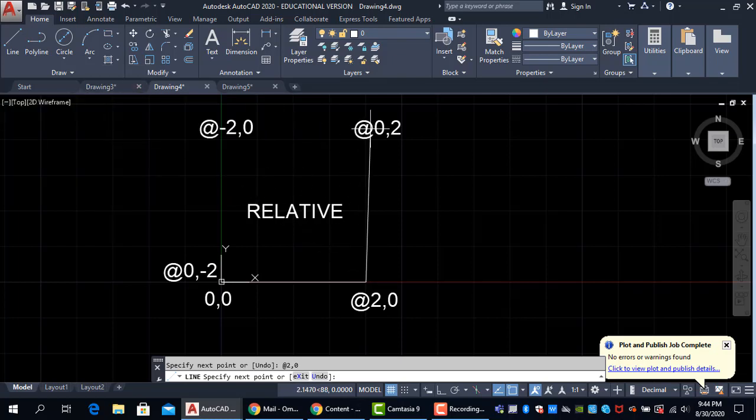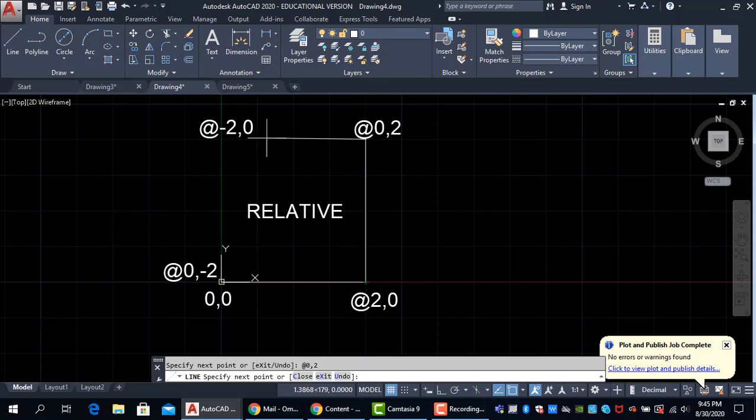Okay, notice that is different from the first one. On the first one we had 2, 2. This one we have 0, 2. Because this is based off of the previous point. So from here, we don't want it to go left and right, so we're going to put 0 on X and 2 on Y. But again, we have to put the @ sign. So @ 0, 2. All right, so it found the point from this previous point, not from the origin.